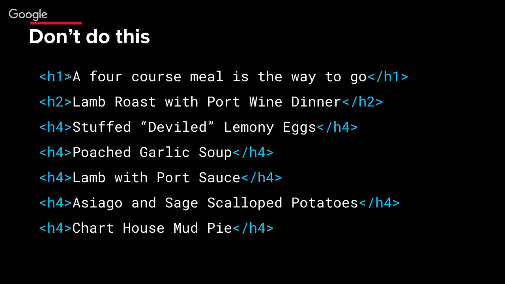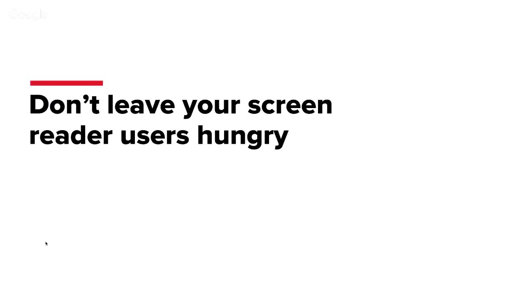And then you structure the rest of your page where you have an H2 that says lamb roast with port wine dinner, an H4 of stuffed deviled lemony eggs, another H4, poached garlic soup, another H4, lamb with port sauce, another H4, Asiago and sage scalloped potatoes, and your last H4 of chart house mud pies. If you have a user that's scanning this page with a screen reader, that user will notice a lack of an H3 and will wonder if they're missing part of their meal. So don't leave your screen reader users hungry.